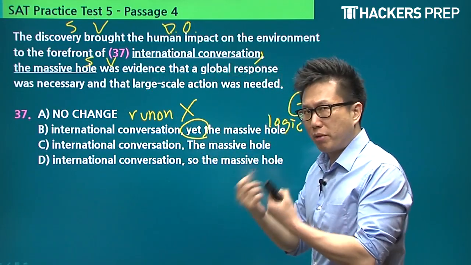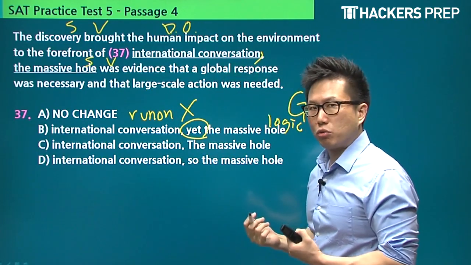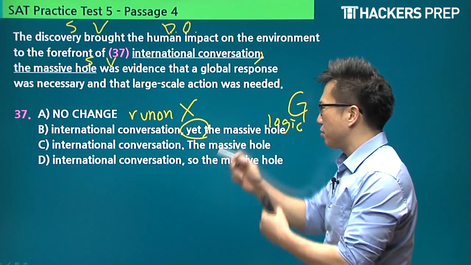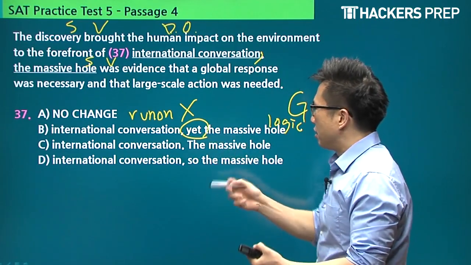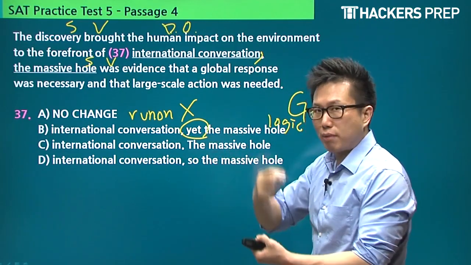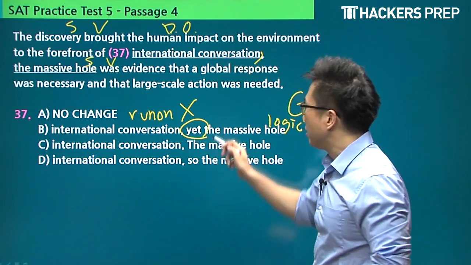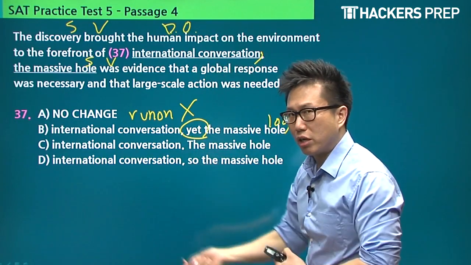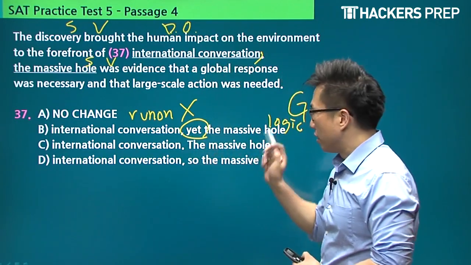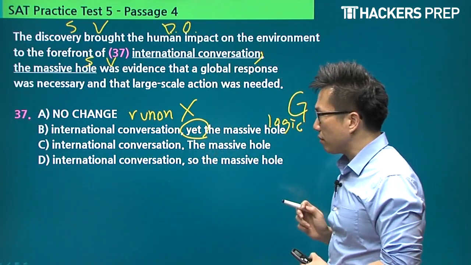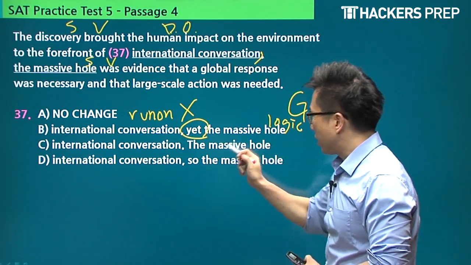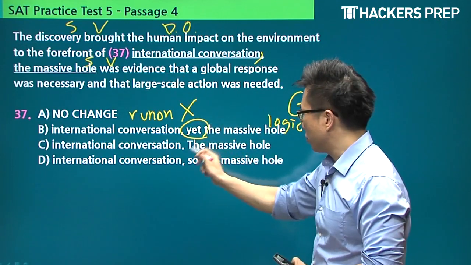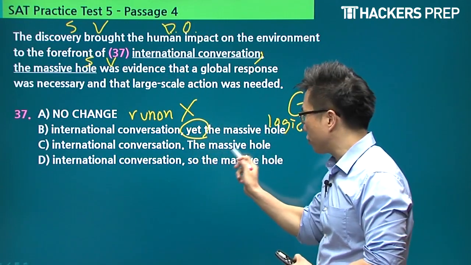There's a very emergent situation that's going on, and it has to be fixed. So if you say yet, it says some type of contrast. You would use yet when something's positive and something's negative, something like that. But these ideas are still continuing in the same direction, so you should not use yet here. Now look at C. International conversation, period, the massive hole. Now this fixed the run-on sentence part. Okay, that's okay to put a period here. Let's keep this for now.